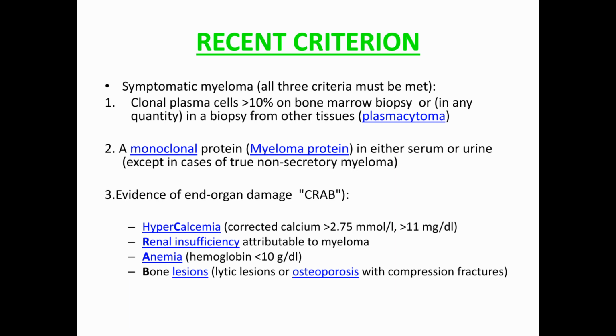Okay, what are the recent criteria to diagnose multiple myeloma according to WHO? So more than 10% of the plasma cells become clonal. More than 10% clonal plasma cells. What is the meaning of clonal plasma cells? Clonal plasma cells are derived from a single clone, that is monoclonality. Monoclonality is the sign of neoplastic cells.